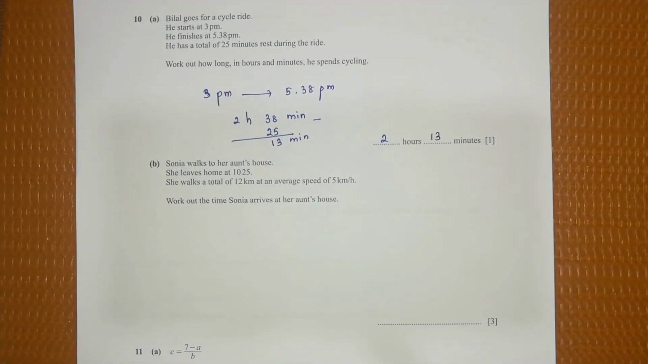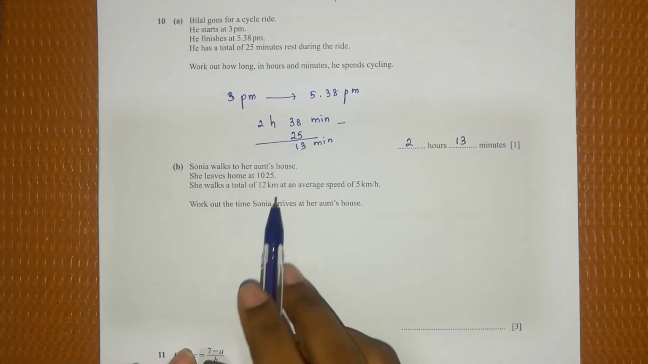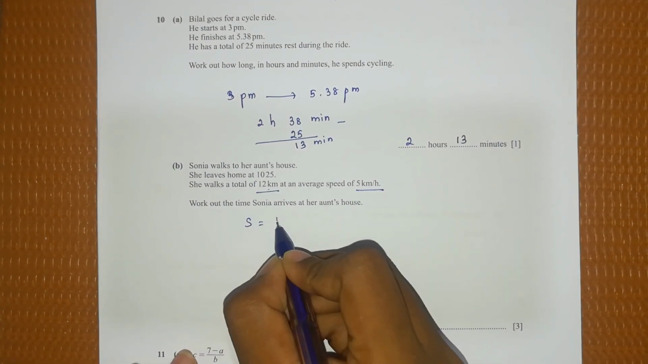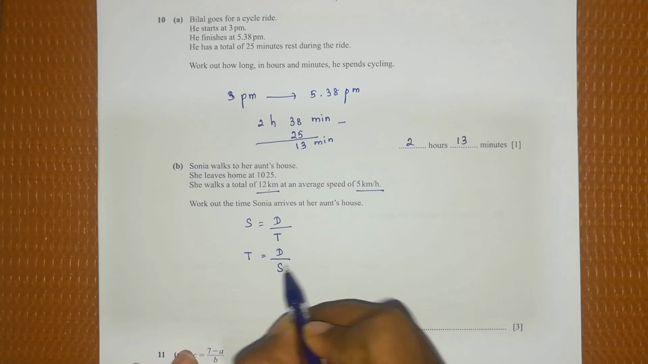Part B. Sonia walks to her aunt's house. She leaves home at 10:25. She walks a total of 12 kilometers at an average speed of 5 kilometers per hour. Work out the time Sonia arrives at her aunt's house. So, before finding the time that she arrives at her aunt's house, we have to find the time it will take for the journey. So, we know the distance traveled and we know the speed. So, speed equals distance over time, which means time equals distance over speed.